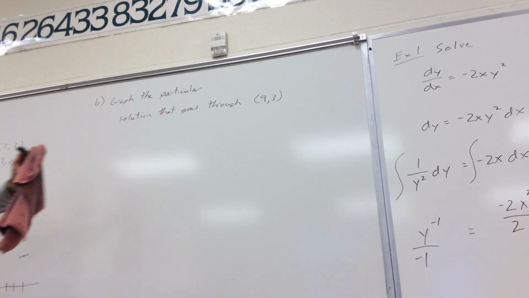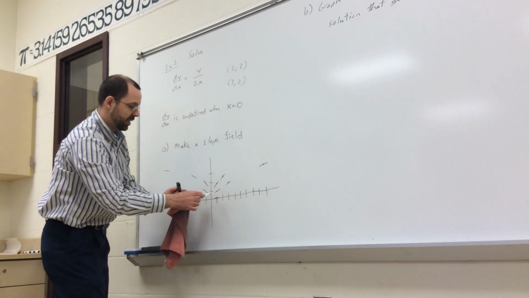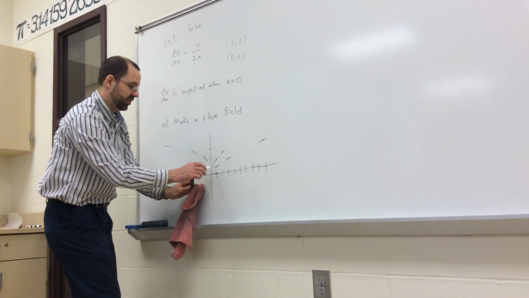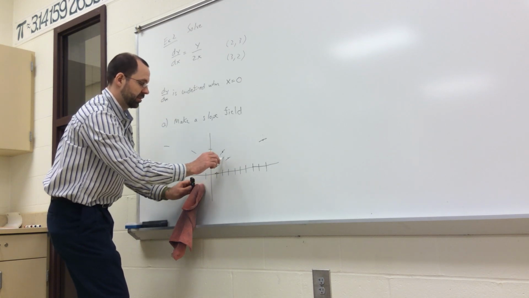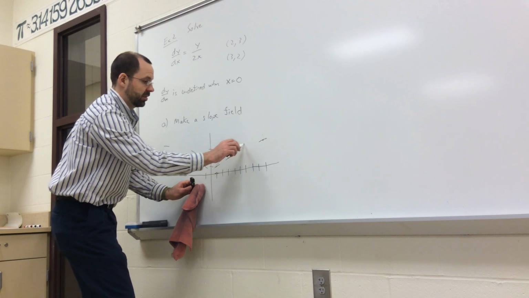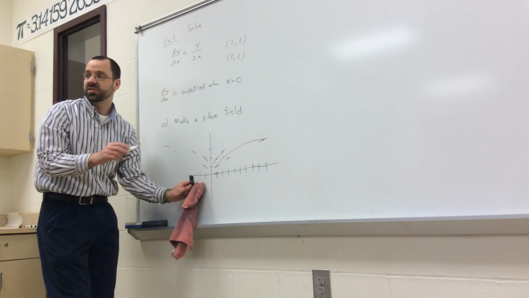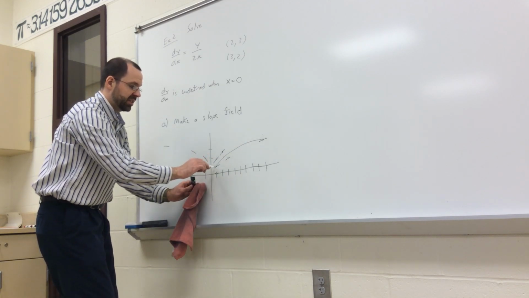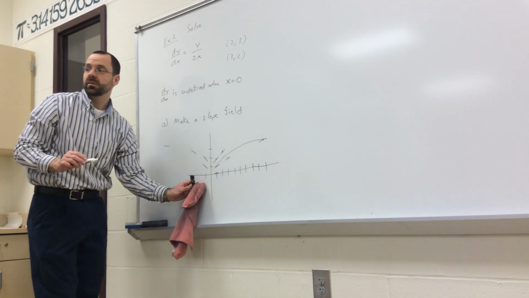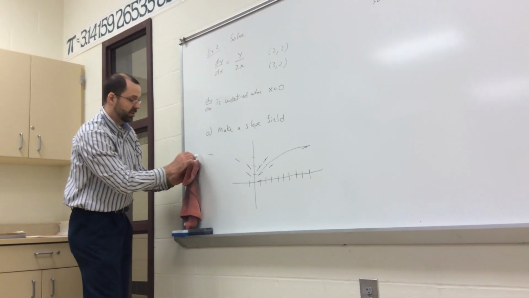So in order to graph the solution that goes through 9, 3, I just kind of have to trace out from here, right? And I think I have enough to convince you that it kind of looks like this. I'm not sure I have enough to convince you of that, but I'm trying to save us time and tediousness. It starts out kind of steep, but gets less steep. And the same thing happens over here, right?